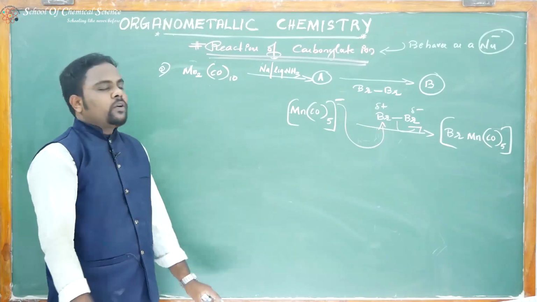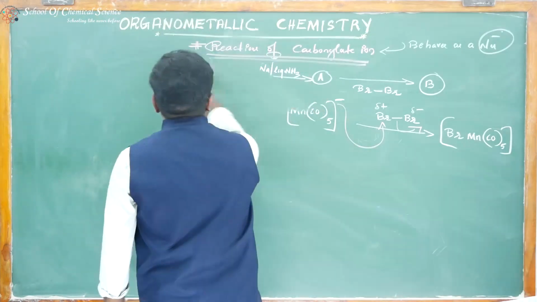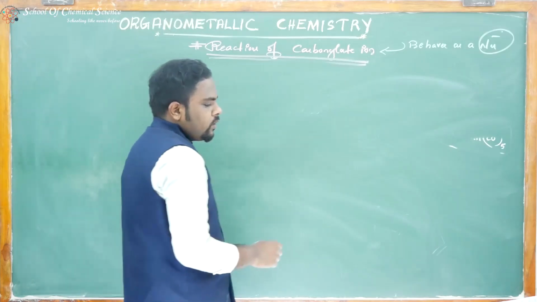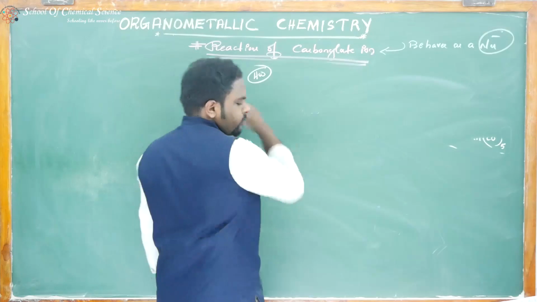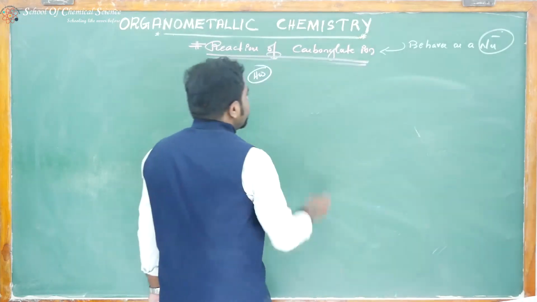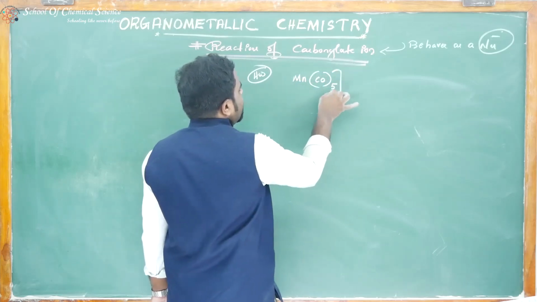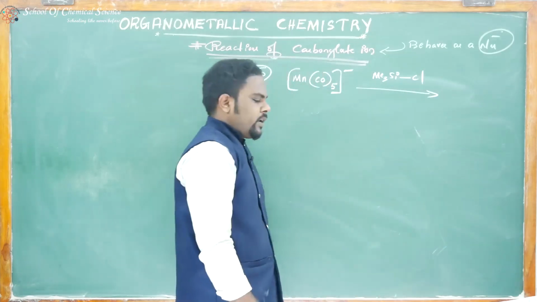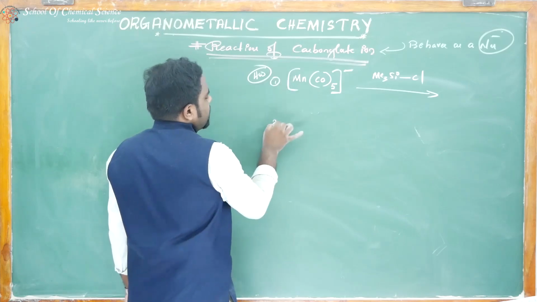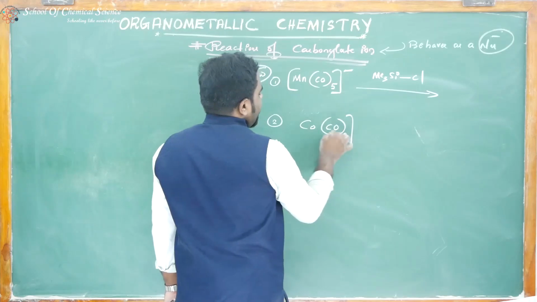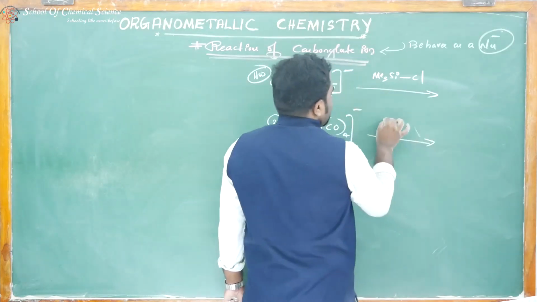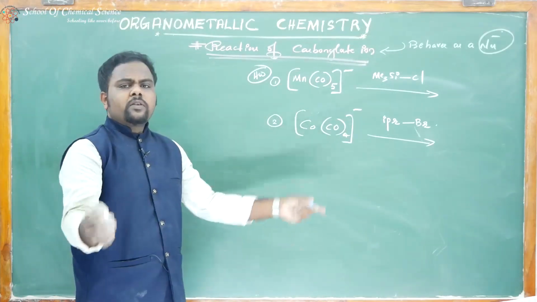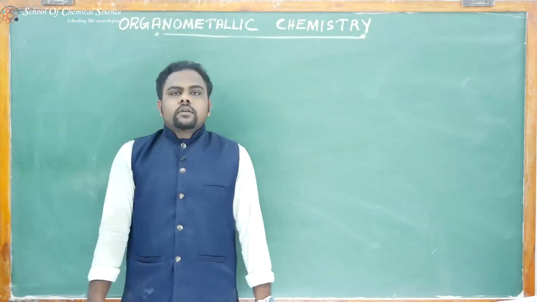So the typical reaction of a carbonylate ion is nucleophilic attack. So write a homework. Homework: Mn(CO)5 negative on reaction with Me3SiCl, trimethylsilyl chloride. Write the product. That is the first question. Second question, Co(CO)4 negative on reaction with isopropyl bromide. In these two cases, write the product. It is easy. A carbonylate ion simply shows which reaction? Nucleophilic attack.